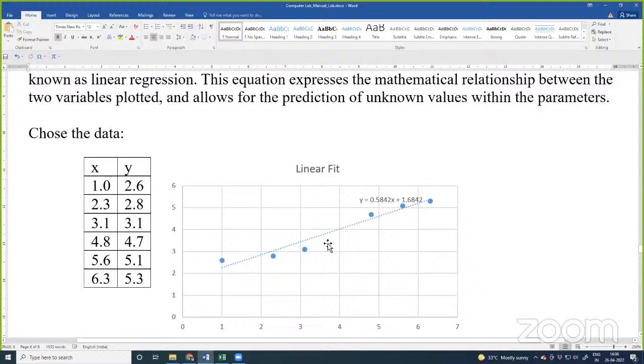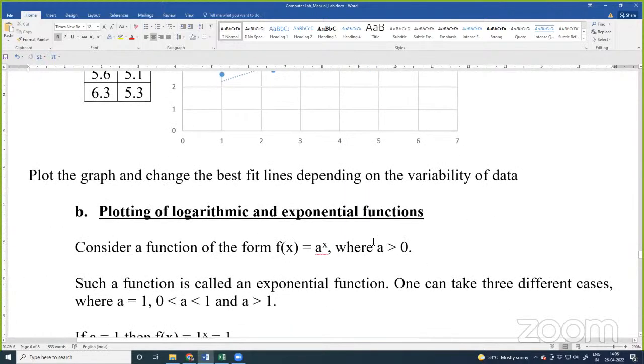We will see one after the other. I'll come back after repeating the two. Then plotting of the logarithmic and exponential functions. Okay, plotting of logarithmic and exponential functions using any spreadsheet, or you can do it without computer aid.